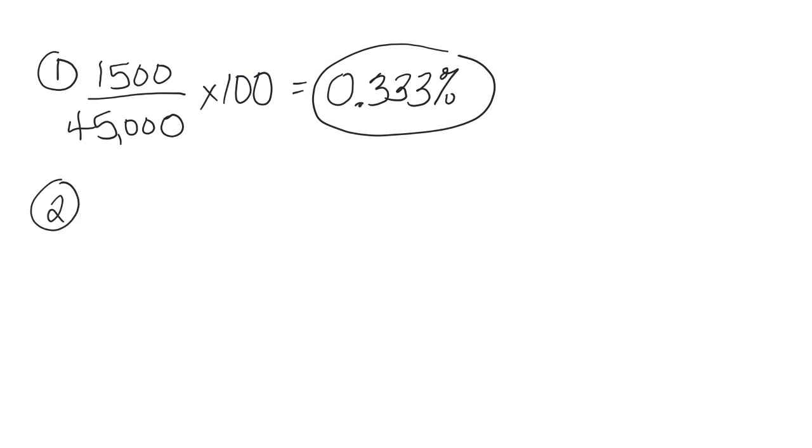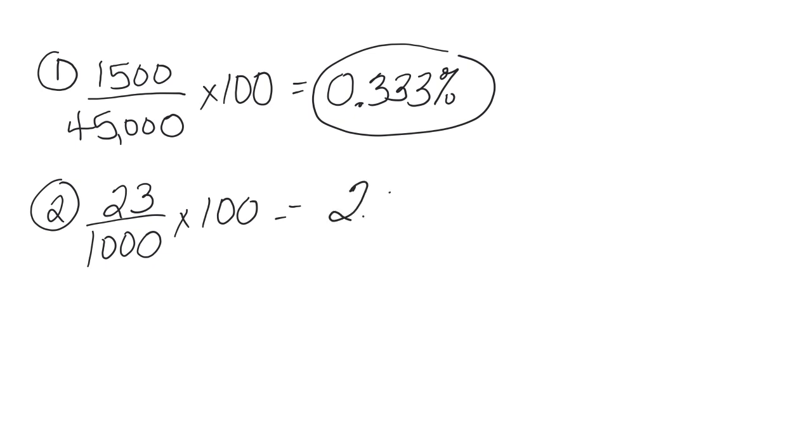Number 2, what is the birth rate for a country with 23 births per 1,000? So you can take your calculator, take 23 divided by 1,000, and then times 100, and you'll get 2.3%.